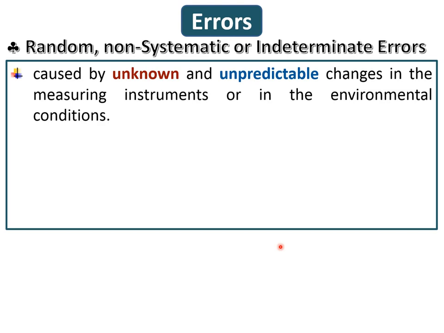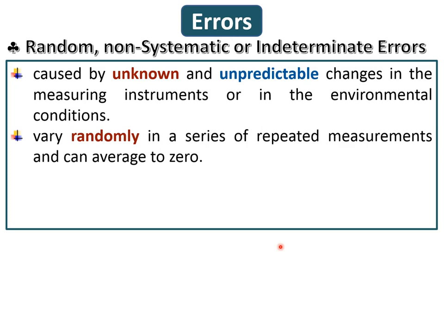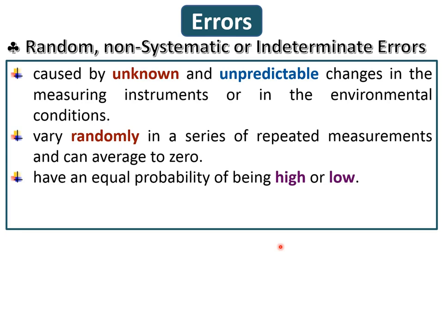It varies randomly in a series of repeated measurements, and we will start talking here about the average. Always in the lab or in the measurements, we ask people to increase the number of measurements and to take the average of the measurements. This will reduce the random error. So the random error is connected to the precision, connected to the standard deviations. We will talk about this right now.